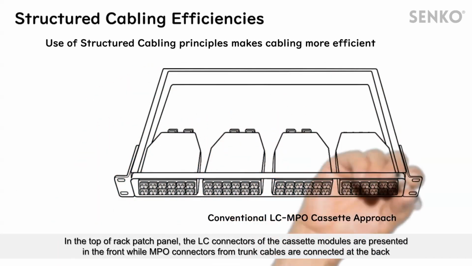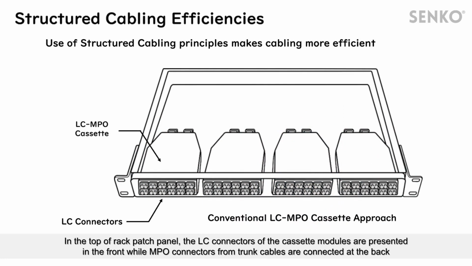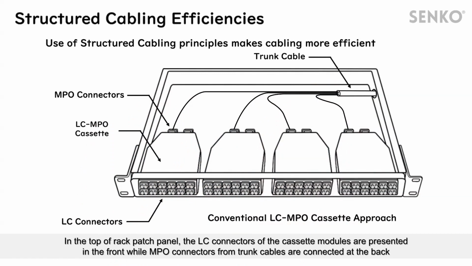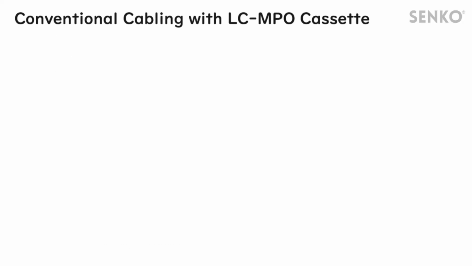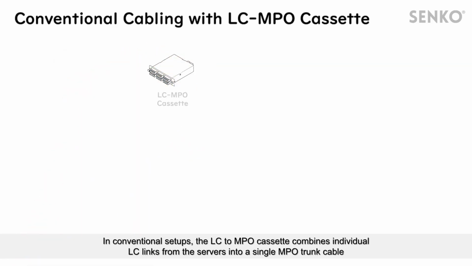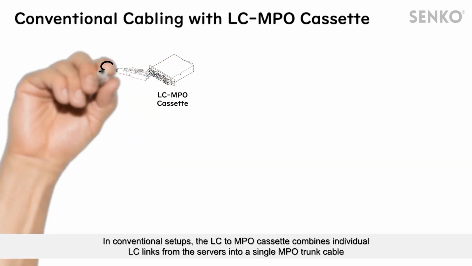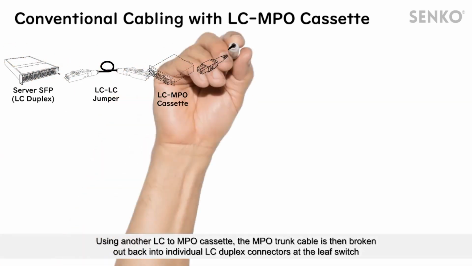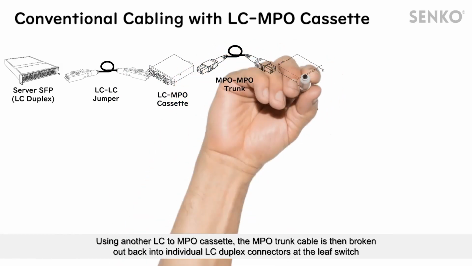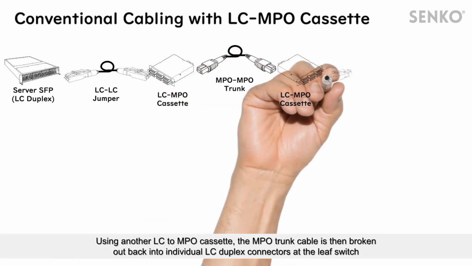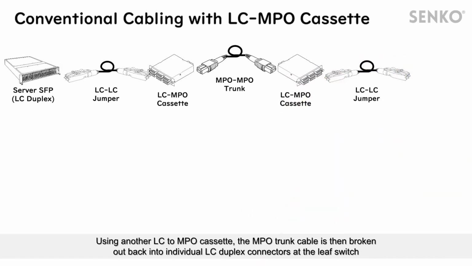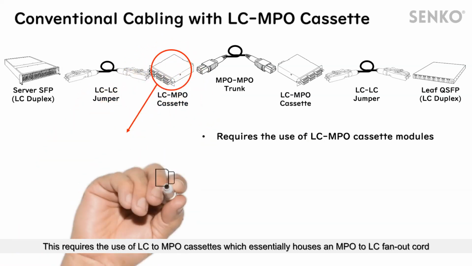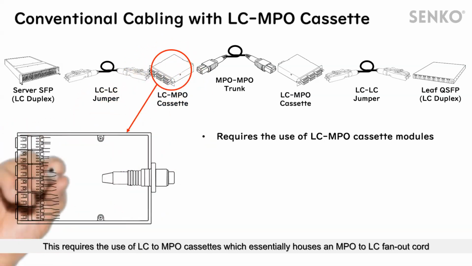In the top of rack patch panel, the LC connectors of the cassette modules are presented in the front, while MPO connectors from trunk cables are connected at the back. In conventional setups, the LC to MPO cassette combines individual LC links from the servers into a single MPO trunk cable. Using another LC to MPO cassette, the MPO trunk cable is then broken out back into individual LC duplex connectors at the leaf switch. This requires the use of LC to MPO cassettes, which essentially houses an MPO to LC fan-out cord.